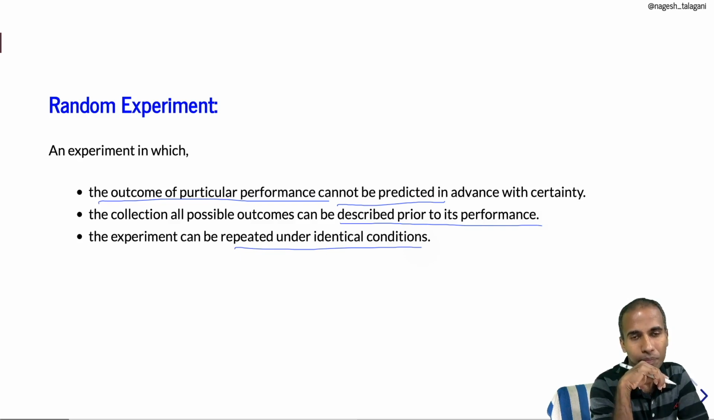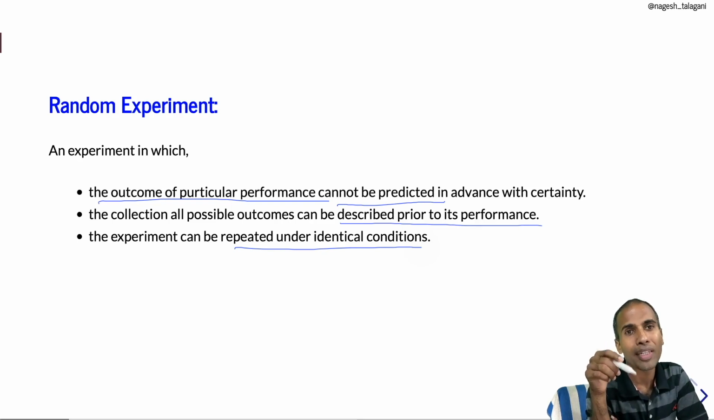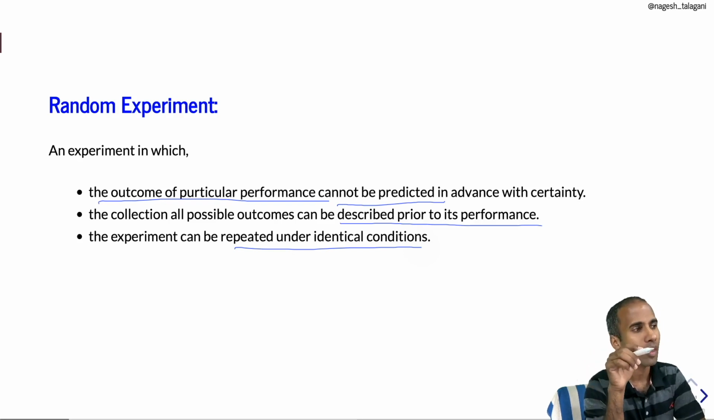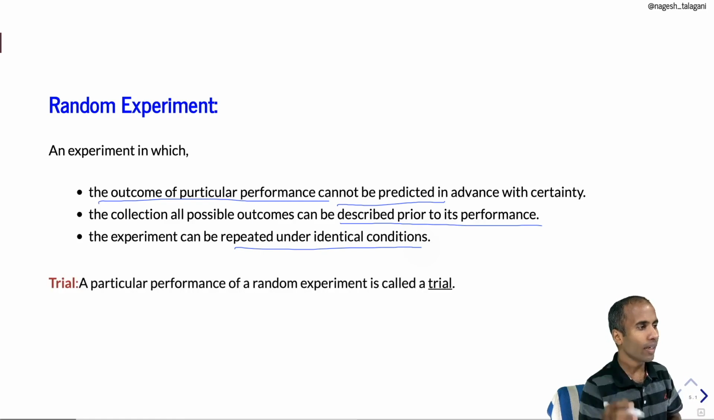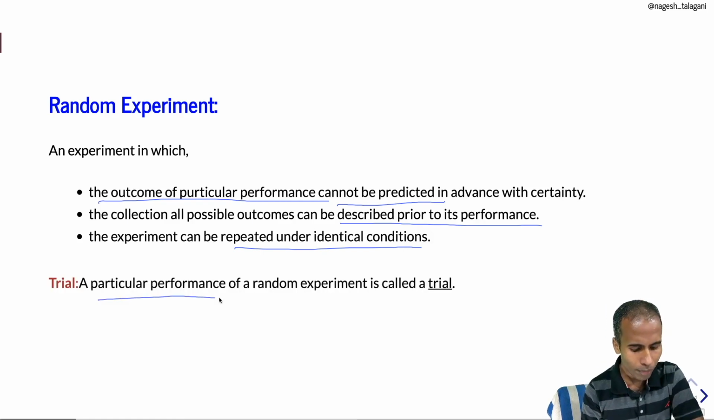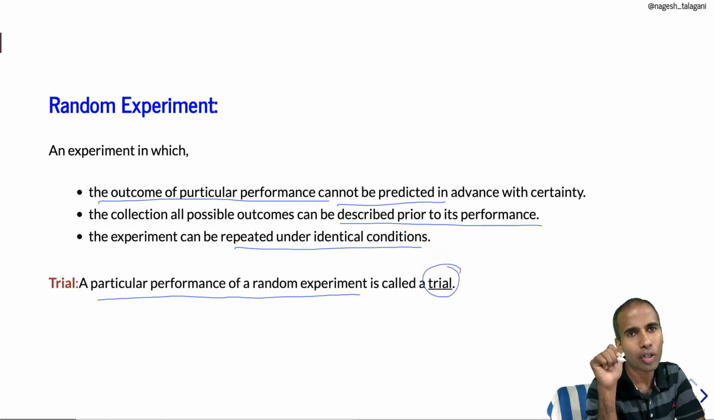random experiments. See, these are not like the experiments you do in a physics lab or chemistry lab. They are examples of deterministic experiments. In a deterministic experiment, if you maintain certain conditions, you can predict the outcome with certainty. But in a random experiment, even if you maintain the same conditions, you cannot predict the outcome with certainty. And a particular performance of a random experiment is called a trial. It's just a terminology that we are going to use.